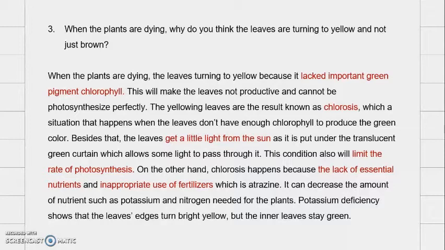because it gets little light from the sun, as it is put under the translucent green curtain. Translucent means it allows some light to pass through it. This condition also will limit the rate of photosynthesis. On the other hand, fluorosis happens because it lacks essential nutrients and due to inappropriate use of fertilizers, which is atrazine. It can decrease the amount of nutrients such as potassium and nitrogen needed for the plants. A low amount of potassium shows that the leaf edges turn bright yellow but the inner leaves stay green.